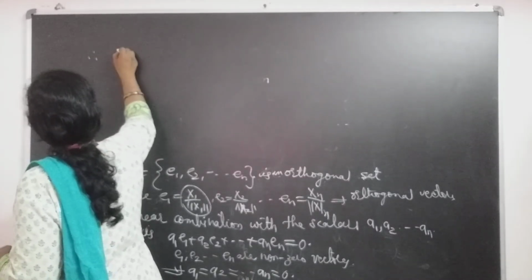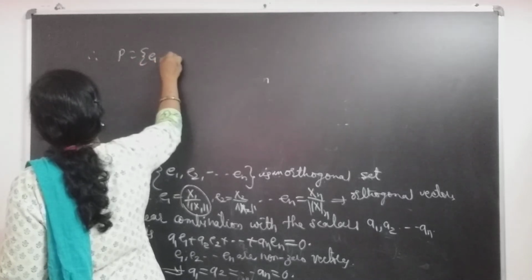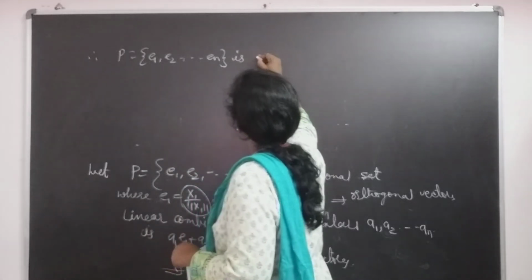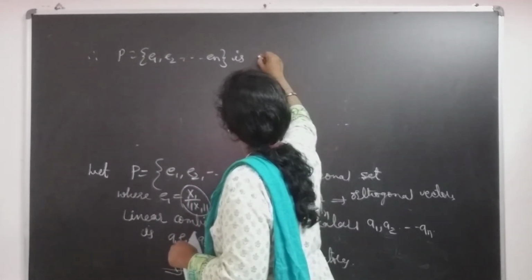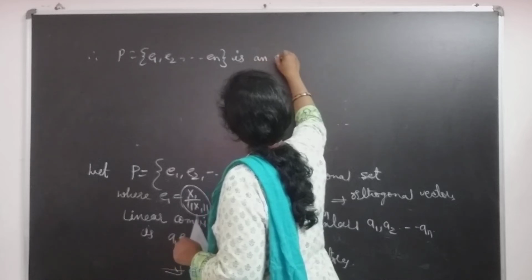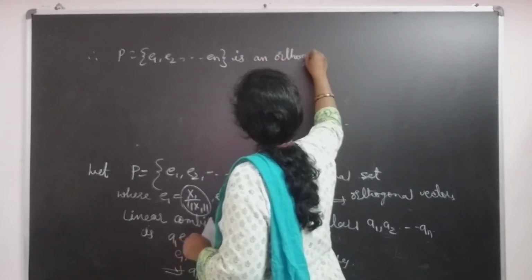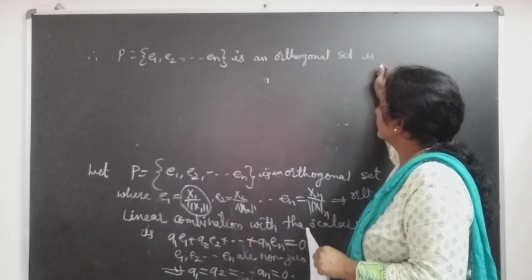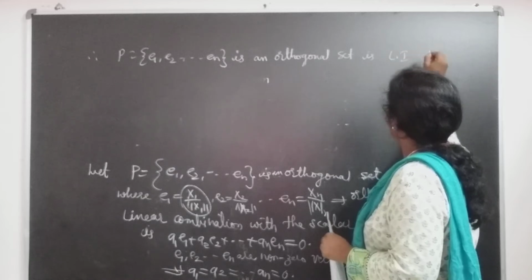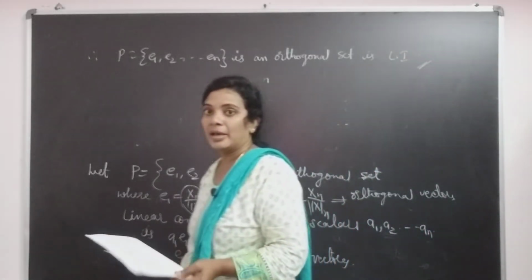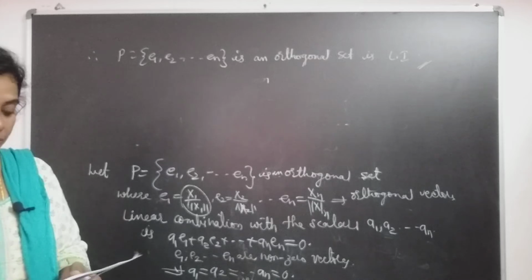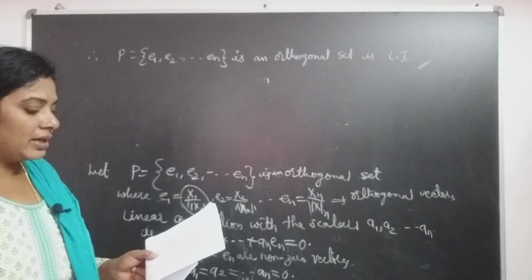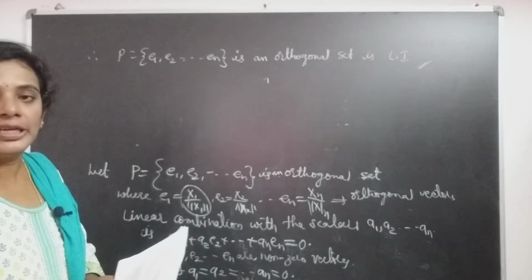Therefore, P equal to the set of e1, e2, so on en, an orthogonal set, is linearly independent. This is the proof of how we can show linear independence. Prove that an orthogonal set of vectors is linearly independent.